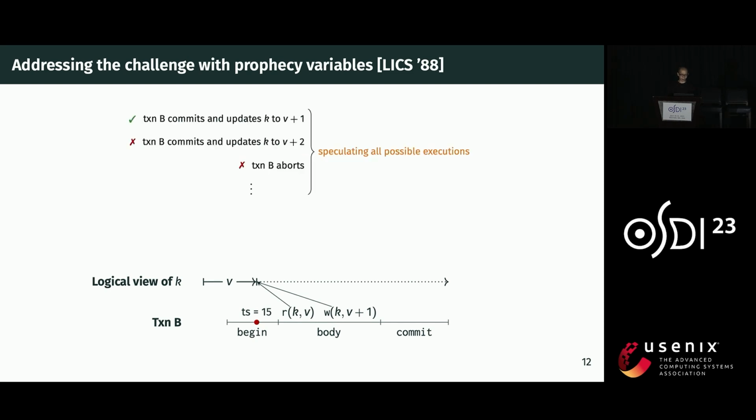For example, here I show 3 possible executions of transaction B. The first one says that B will commit and update K to V plus 1, which is a valid speculation. But the second and third ones say something that doesn't actually align with reality. At this point, what we should do is case analysis on all possible executions.